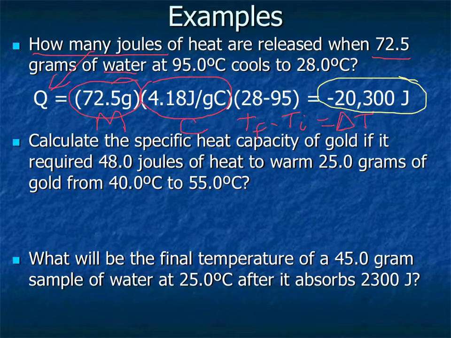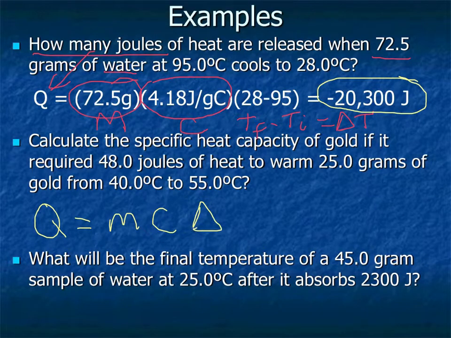So let's look at another one and try this together. This one asks you to calculate the specific heat capacity of gold if it requires 48 joules of heat to warm 25 grams of gold from 40 degrees C to 55 degrees C. Let's look at how we set this up. Again, always write the general equation so you understand what you're trying to solve for.